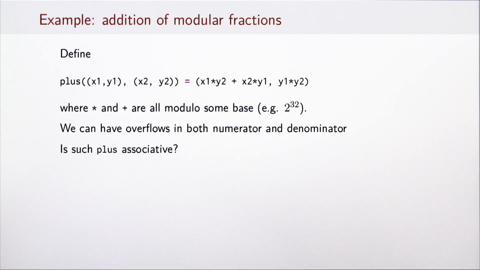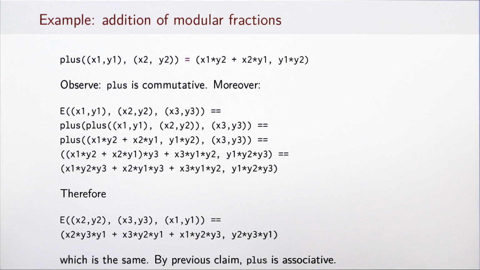Given that we can have modular arithmetic and overflows in both numerator and denominator, which simply end up wrapping around modulo 2 to the 32, it may not be obvious whether such function plus is associative. Turns out the function is associative. We'll use the previous idea to show that. First, we'll observe that plus is commutative.